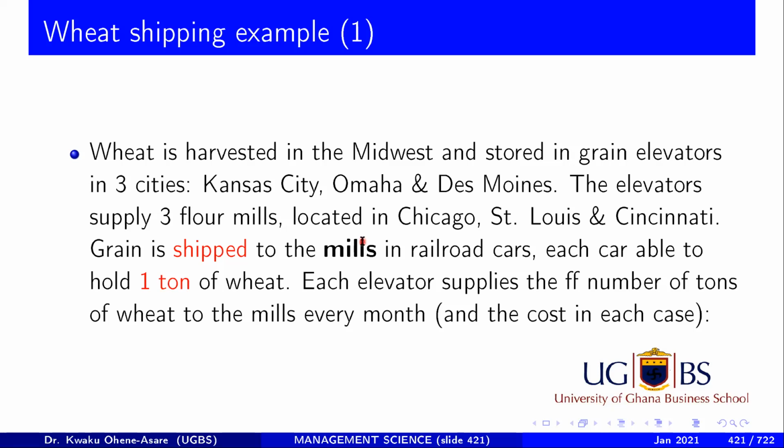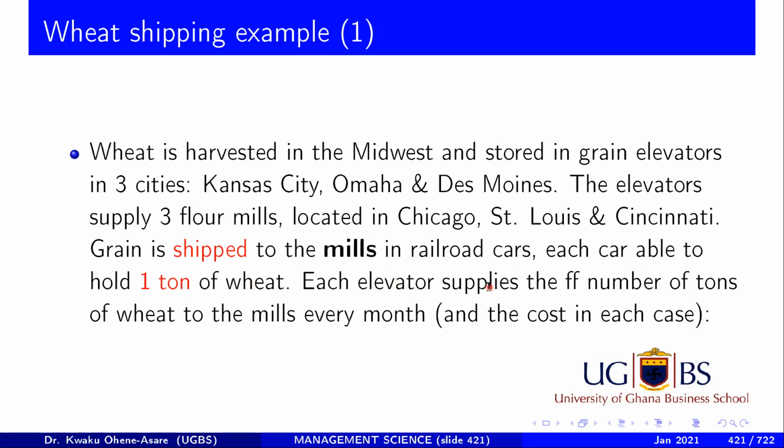Now, what is the next thing? The elevators that you have supply 3 flour mills, which are located in Chicago, St. Louis, and Cincinnati, depending on where you were born. It says Cincinnati. Now the grain is shipped to the mills in railroad cars. Each car is able to hold 1 ton of wheat.